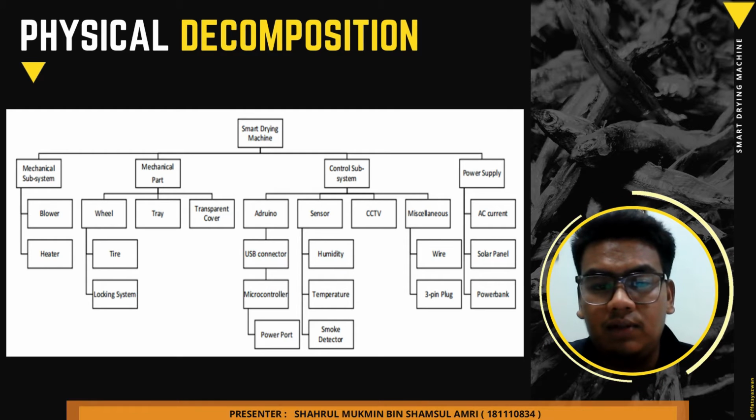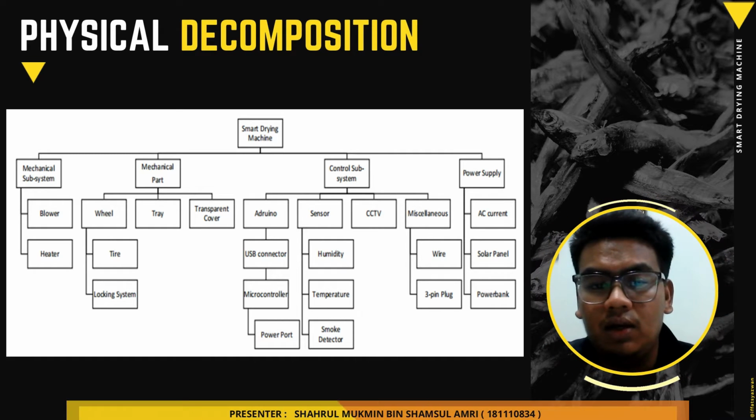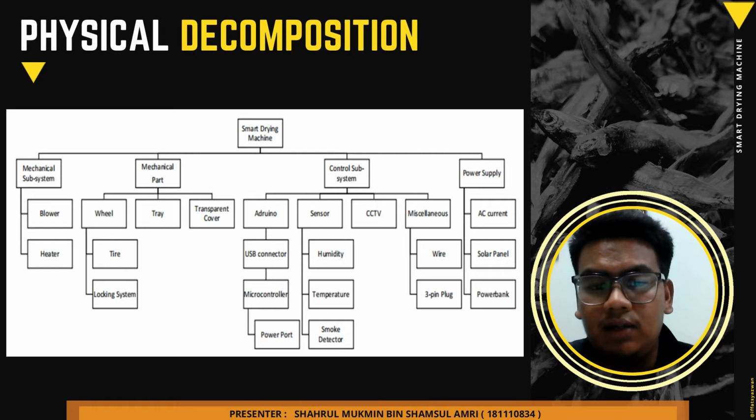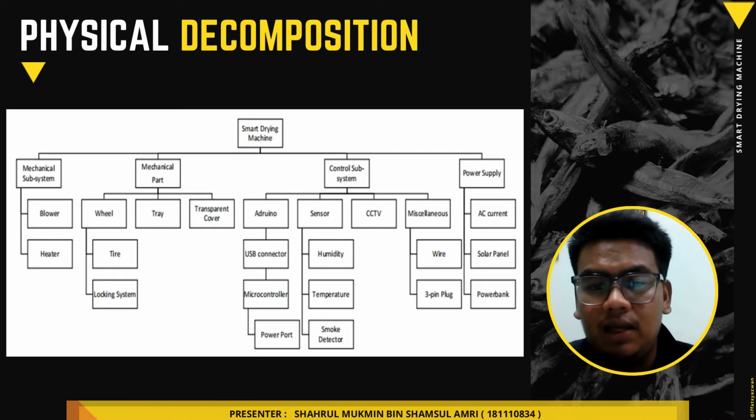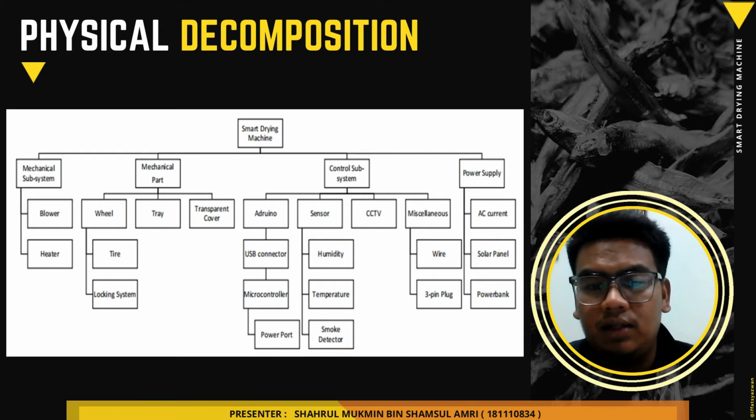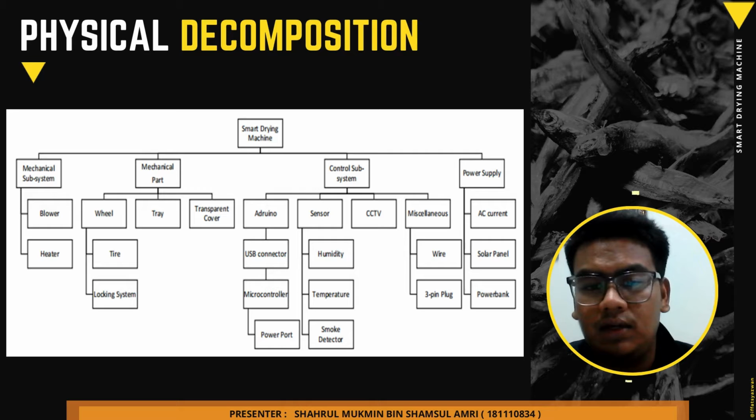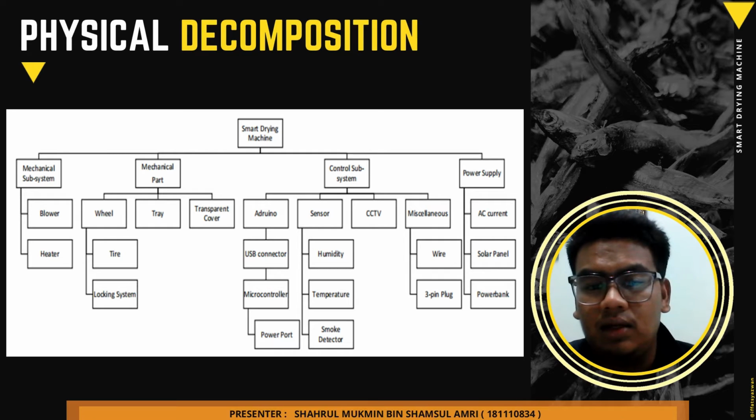For the Arduino part, we have USB connector, microcontroller, and power port. For sensor, we have humidity sensor, temperature sensor, and smoke detector. For miscellaneous, we have wire and 3-pin plug. For the power supply, we have AC current, which is alternating current, and solar panel. Other than that, we also have a power bank.